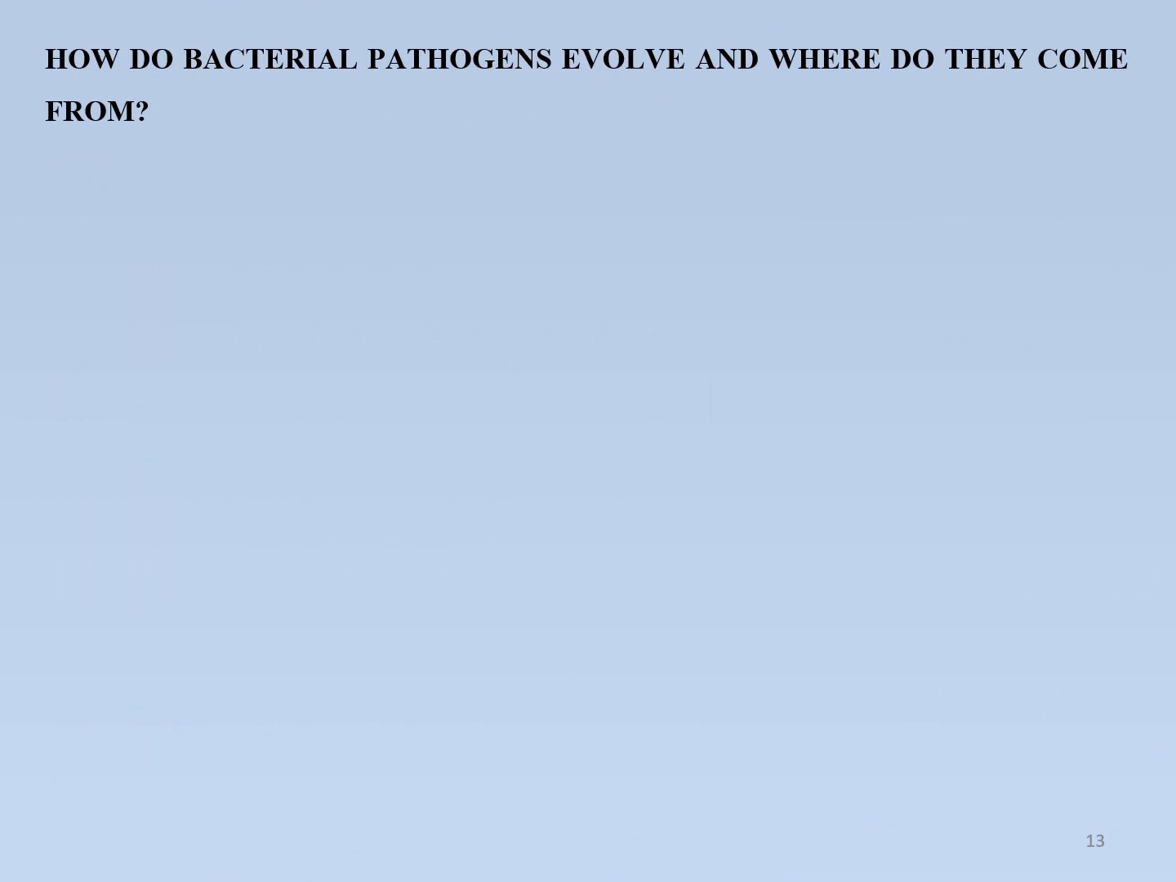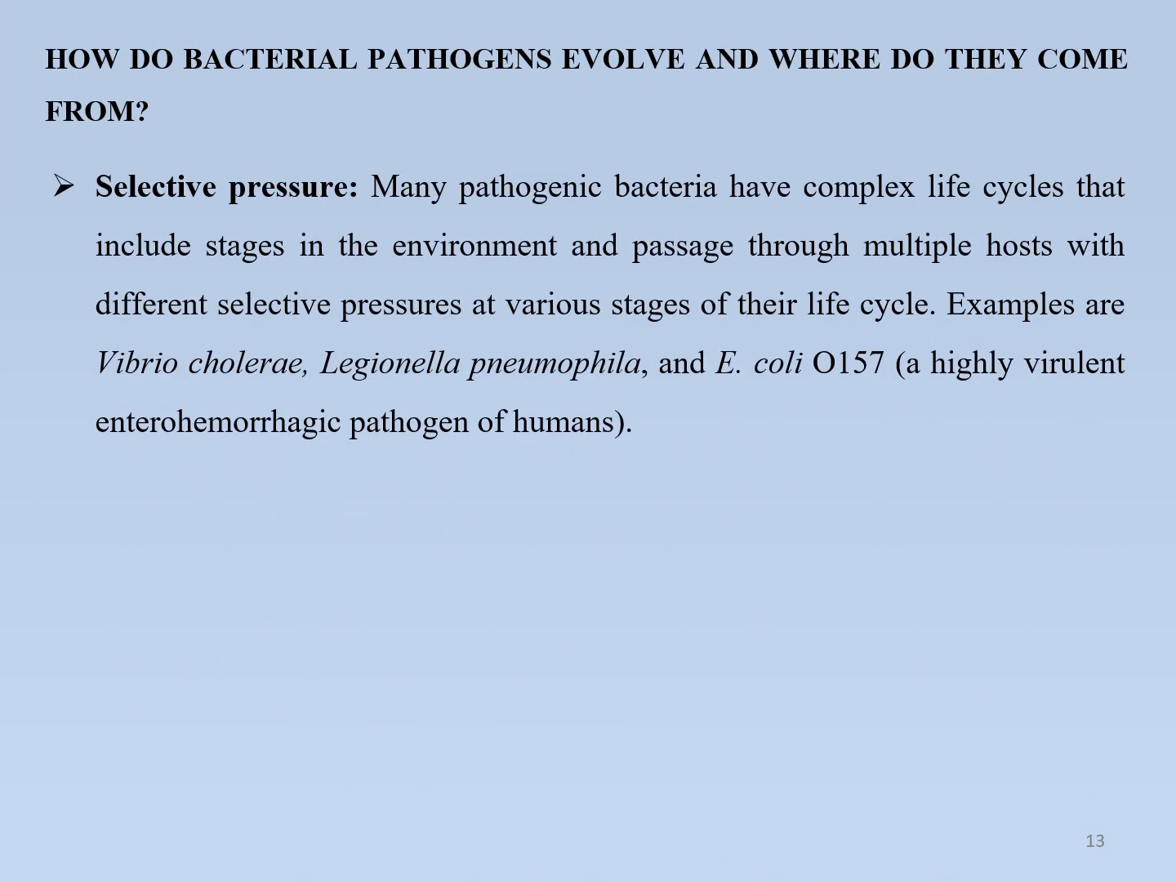And the next thing I'm talking about is how do bacterial pathogens evolve and where do they actually come from? They evolve through selective pressure, because when they find themselves in different environments, either good or bad, they try to survive, they try to adapt. In this process of adjusting, they evolve, and the pressure of the environment helps them to evolve into a new strain that survives very harsh conditions, the same way we human beings adjust to the cold weather, to the hot weather.